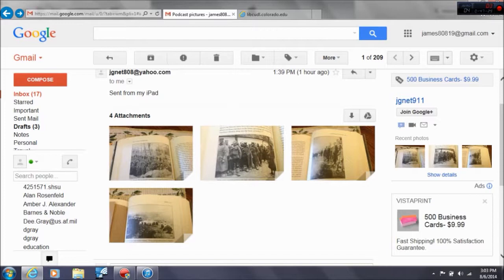Atrocities by other sources, according to historian Geoffrey Wawro, the author of this book that we're talking about here. What's that one called?